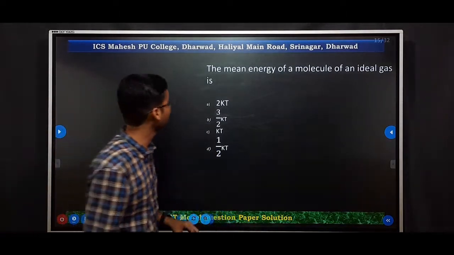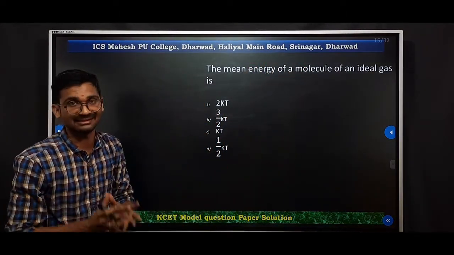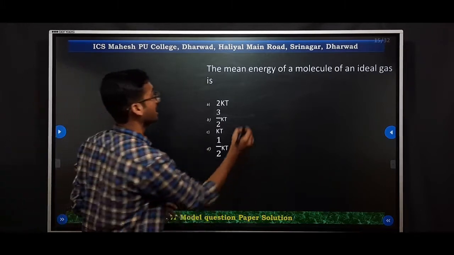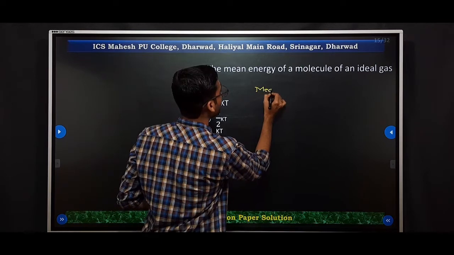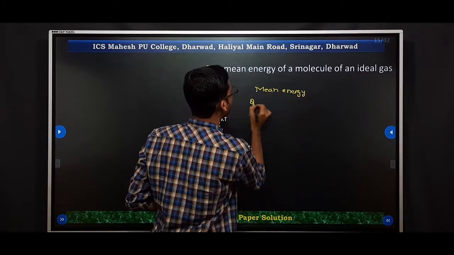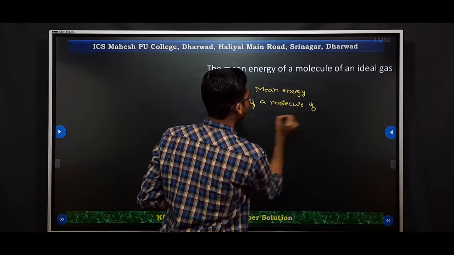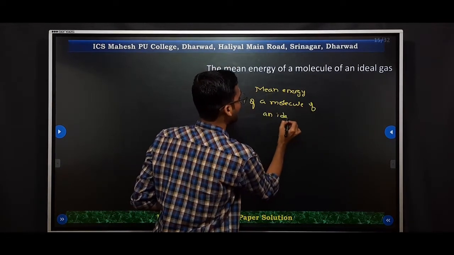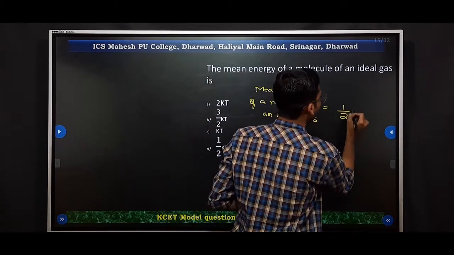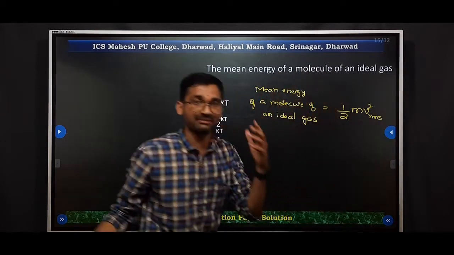Moving on to the next one, they are asking about the mean energy of a molecule of an ideal gas. Let us write down the first equation. Mean energy of a molecule of an ideal gas is given by half of mv square. That is purely an RMS value.